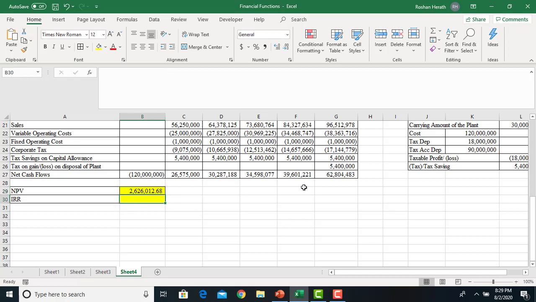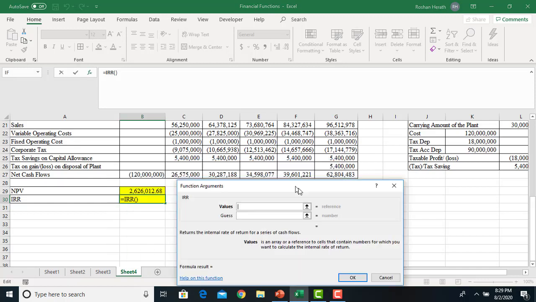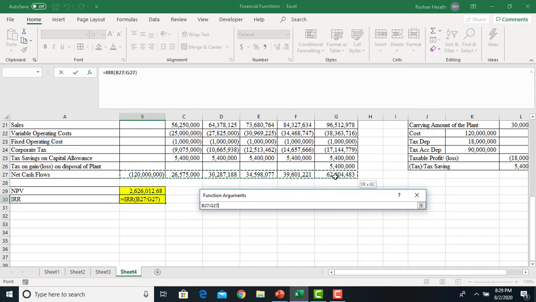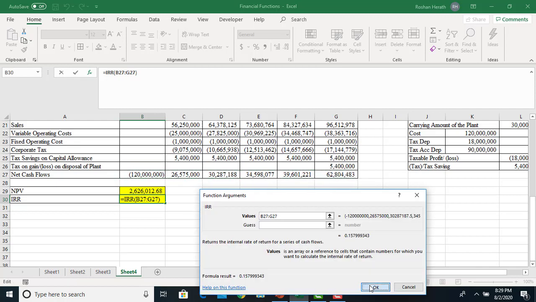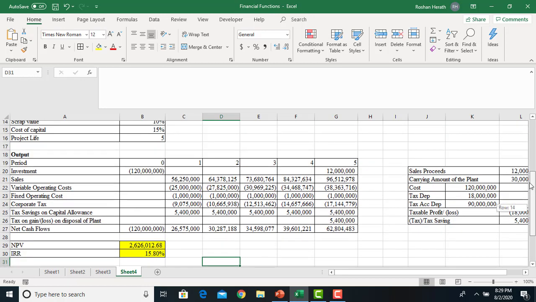2.62 million, right? Then the IRR can easily be calculated. The IRR should be greater than the cost of capital. If you take all the values here, it generates roughly 15.80%. So that is the return it generates. Now this is the format you must follow in your examination.